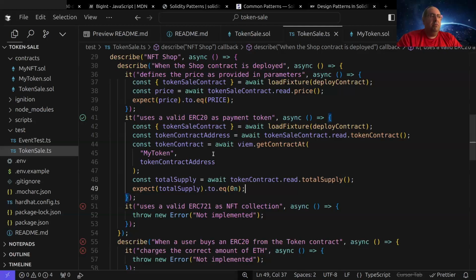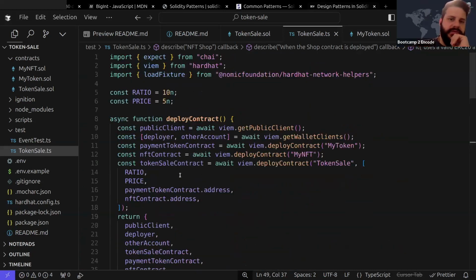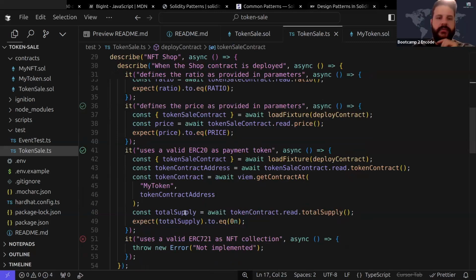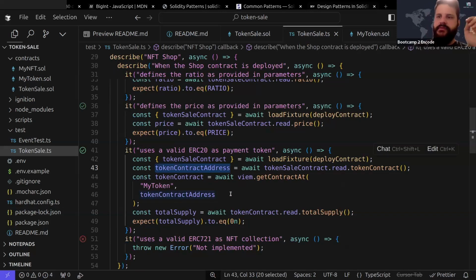I'm still having a problem reading the token contract total supply. Did you compile your smart contract? Yes. And did you add it here into the fixture? Let's see. Token sale contract, NFT contract. Yes. Then you can put a breakpoint and see what is coming on the contract address to see if it's the contract that you deployed. Okay, let me try.